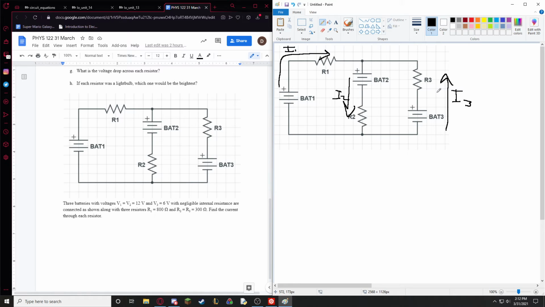The voltage across something goes to 0. Voltage around a loop is going to be 0. So let's draw a loop, and we can set the voltage equal to 0. Let's go ahead and do one loop here.